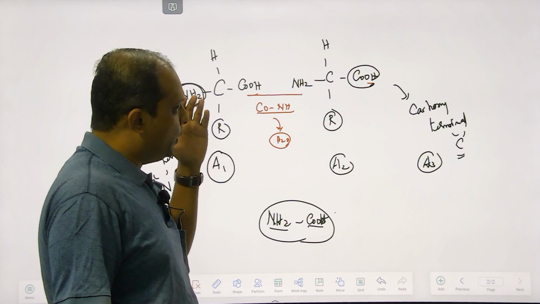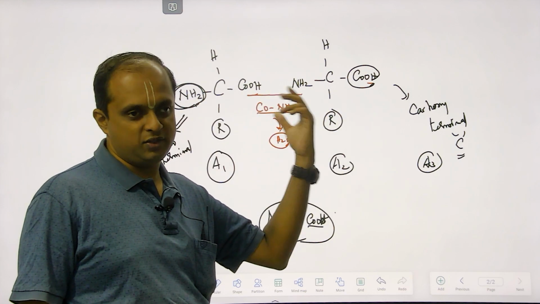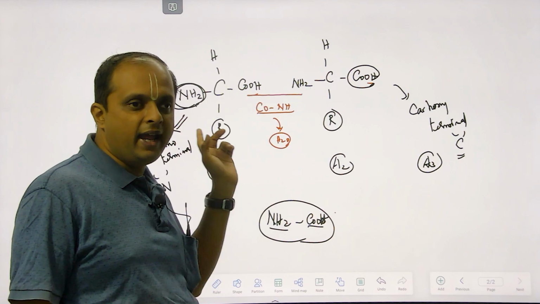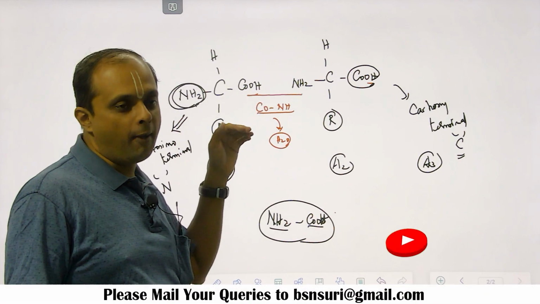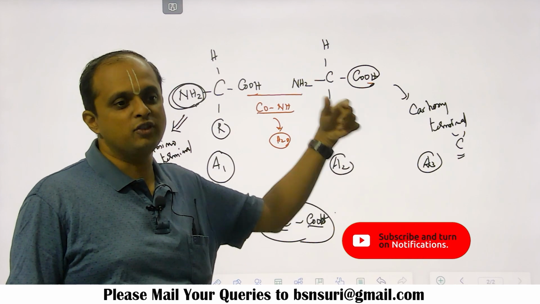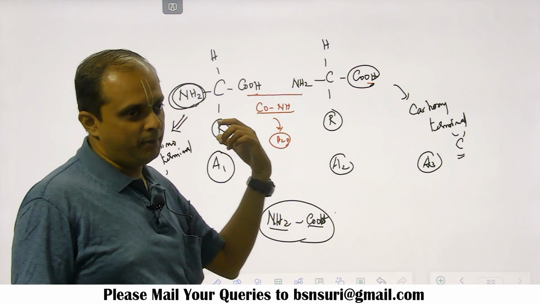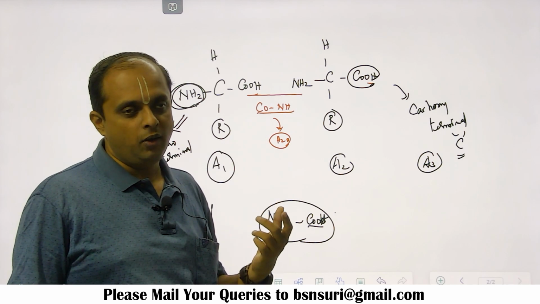So when you have n number of amino acids arranged in a particular sequence, always at one end the amino acid will have a free amino group, and on the other end the amino acid will have a free carboxy group. Hence you call that the carboxy terminal, and you call this the N terminal or amino terminal. Hope this discussion is clear.